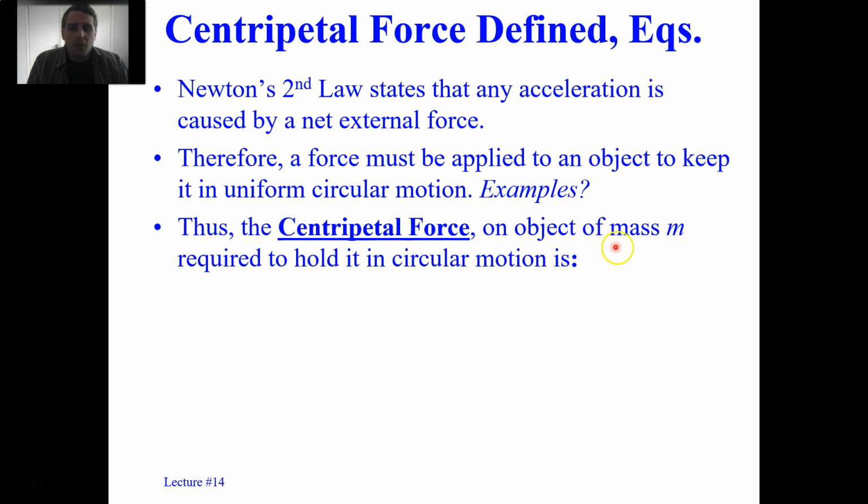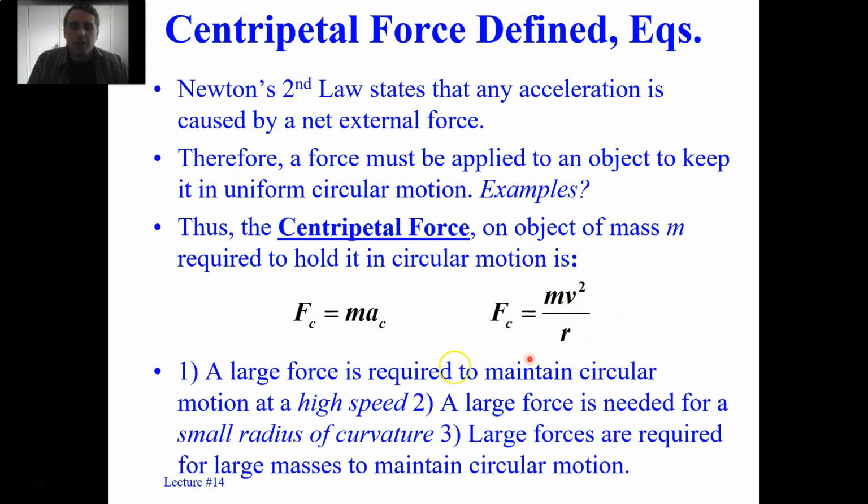Thus, the centripetal force on an object of mass m required to hold it in circular motion is given by this: Fc equals m ac. And remember, ac is the centripetal acceleration. So from the previous lecture, we know that to be v squared over r. So Fc, the centripetal force, is mv squared over r.